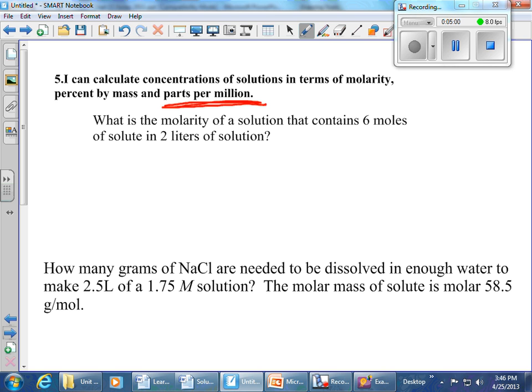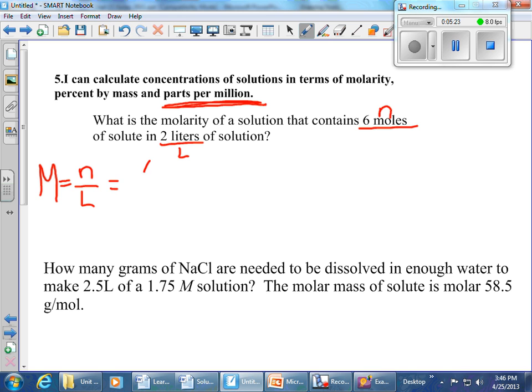So what is the molarity of the solution that contains 6 moles of solute in 2 liters of solution? All right, so we know molarity, big M, equals number of moles per liter. So if we look back at this problem, we have moles, which is our n, and we have liters, which is our L. So I would just plug it in.